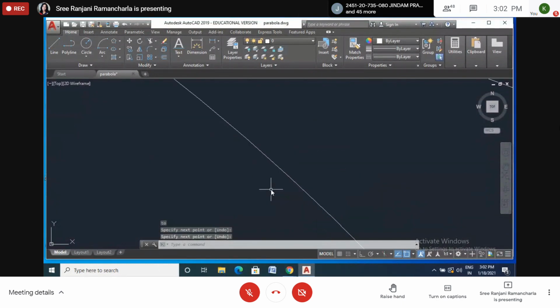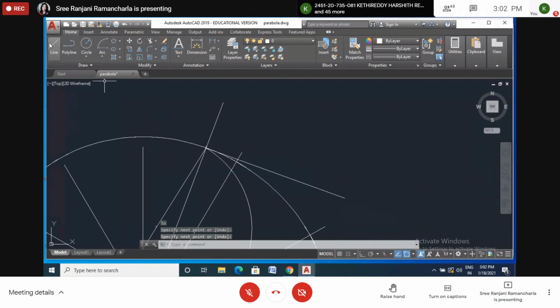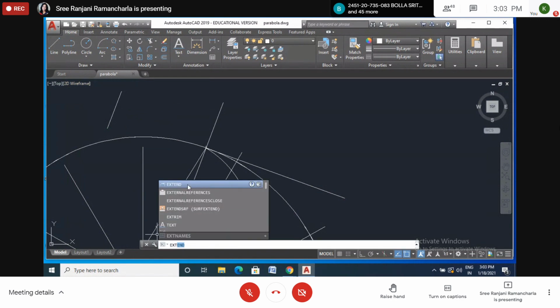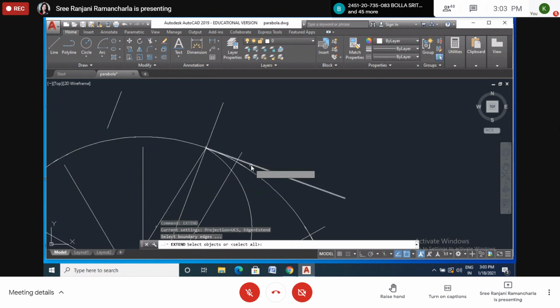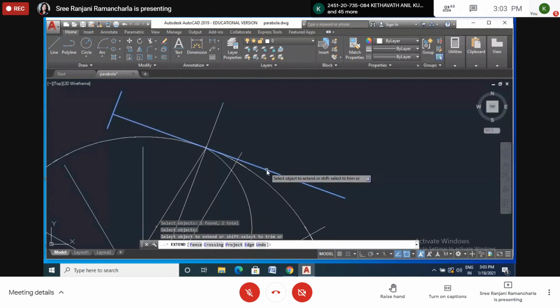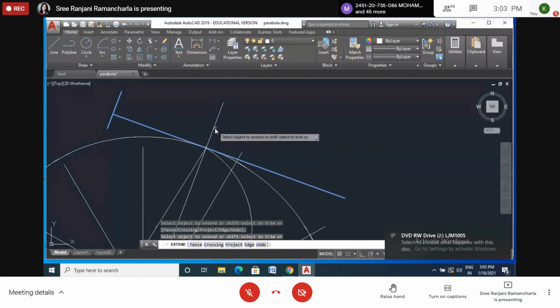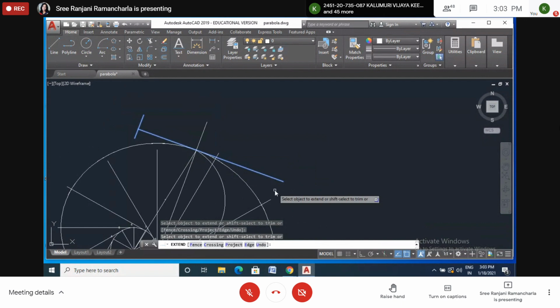Now I will extend this one by drawing a fence line. Is it intersecting? No, it is not intersecting. So this becomes C here. This line is not intersecting this involute. So what does this become? Tangent. Yes, tangent.